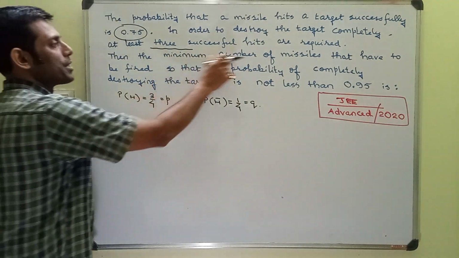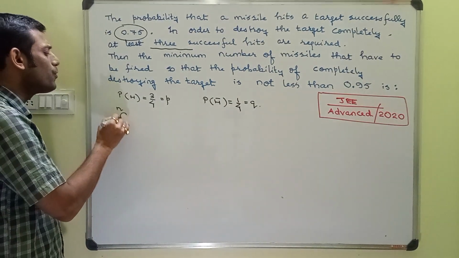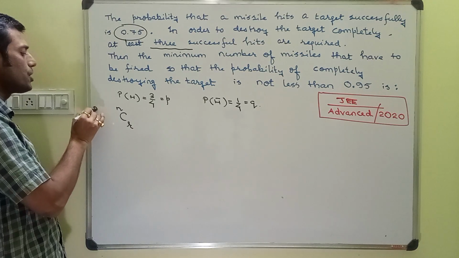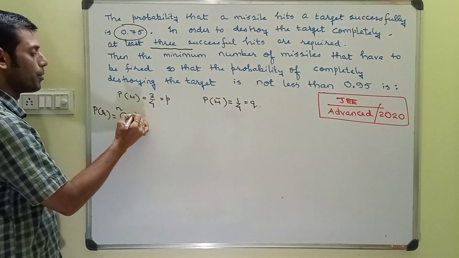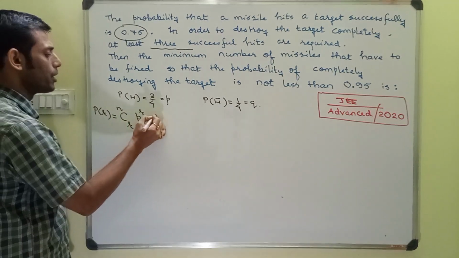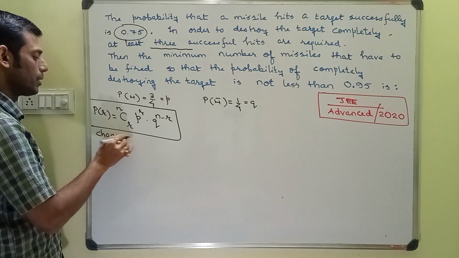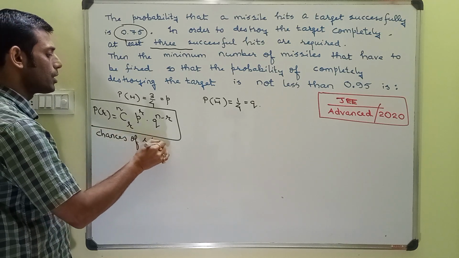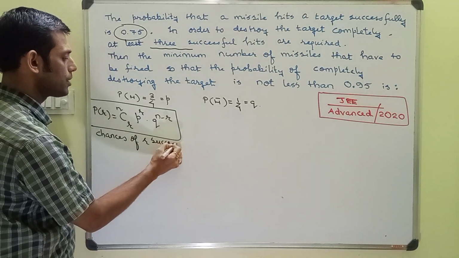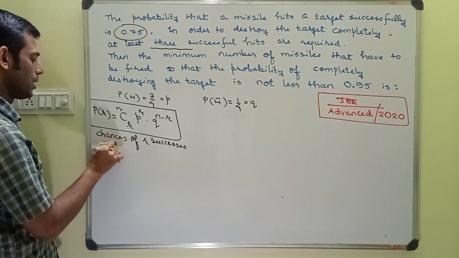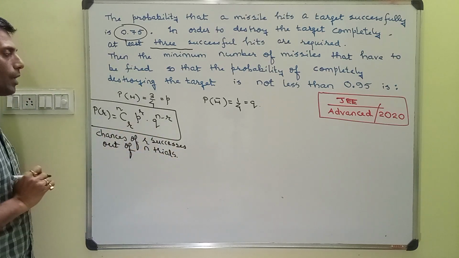Now, the minimum number of missiles fired. Let's say we fire n missiles. Out of them, how many would be successful? Let's say R. This is the probability of R successes out of n attempts. In binomial probability, the count would be P to the power R, Q to the power n minus R. These are the chances of R successes out of n trials.